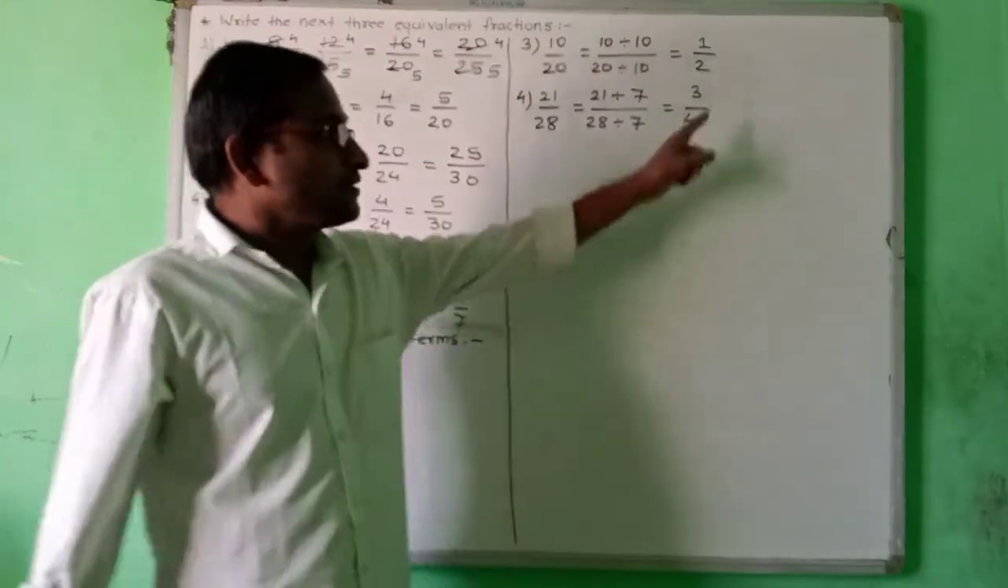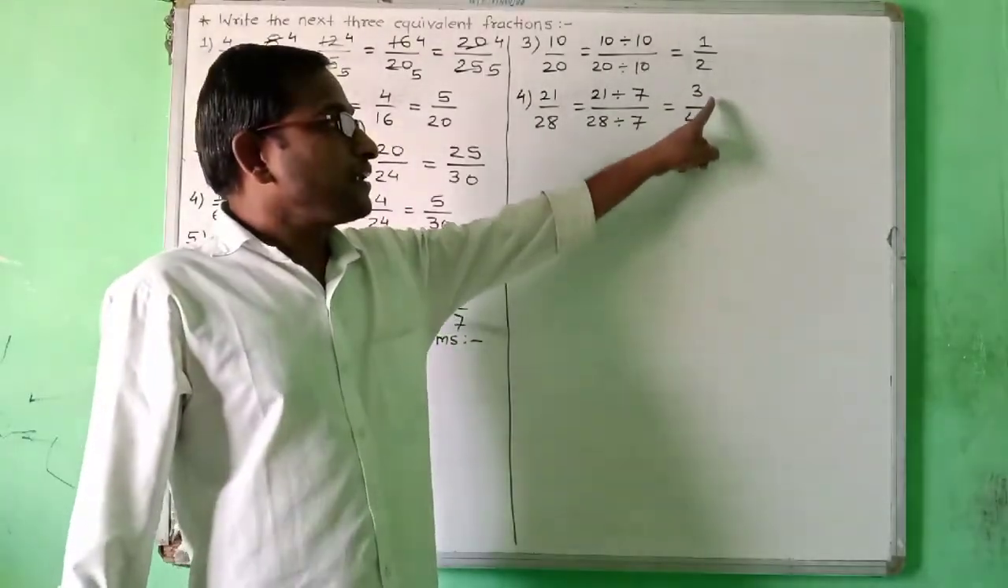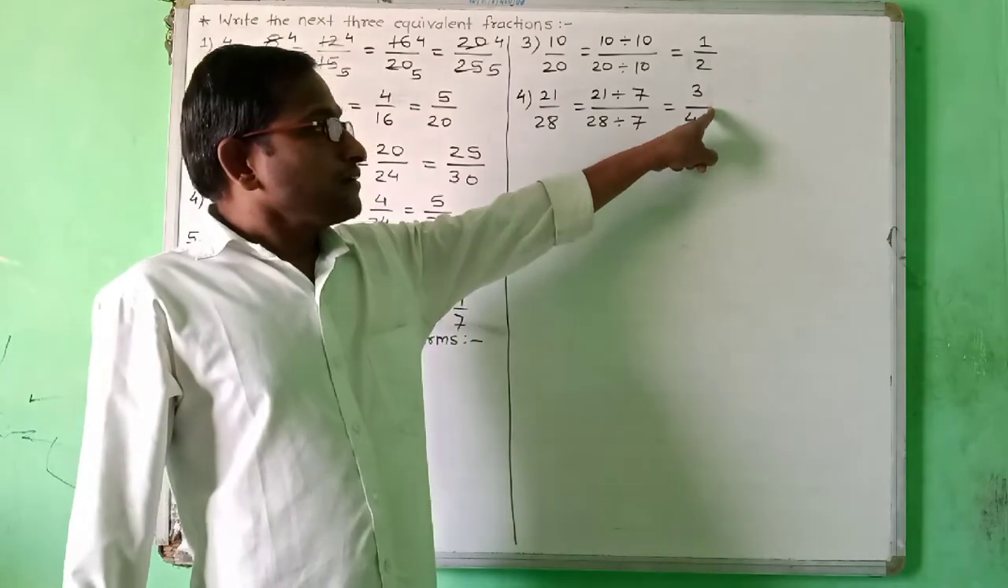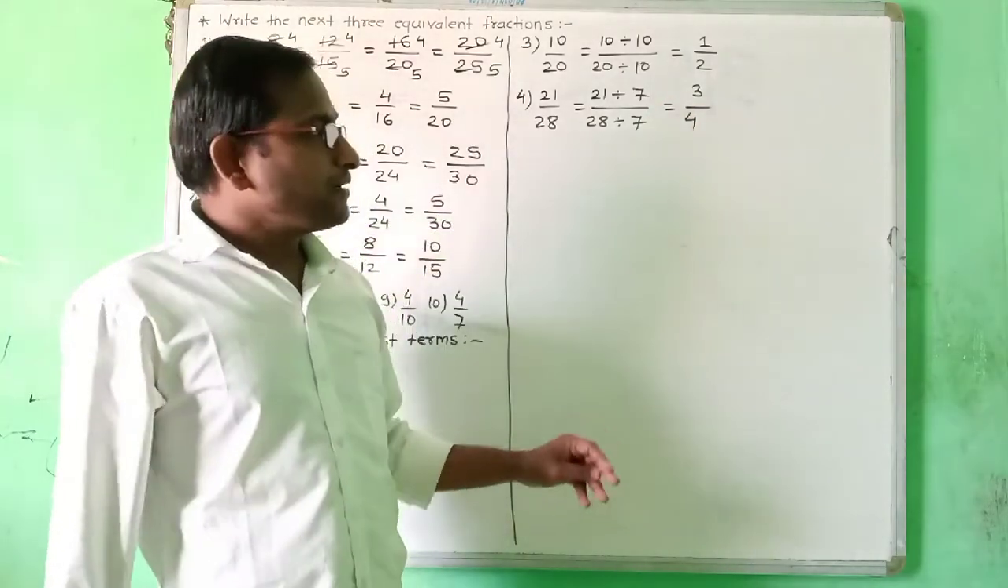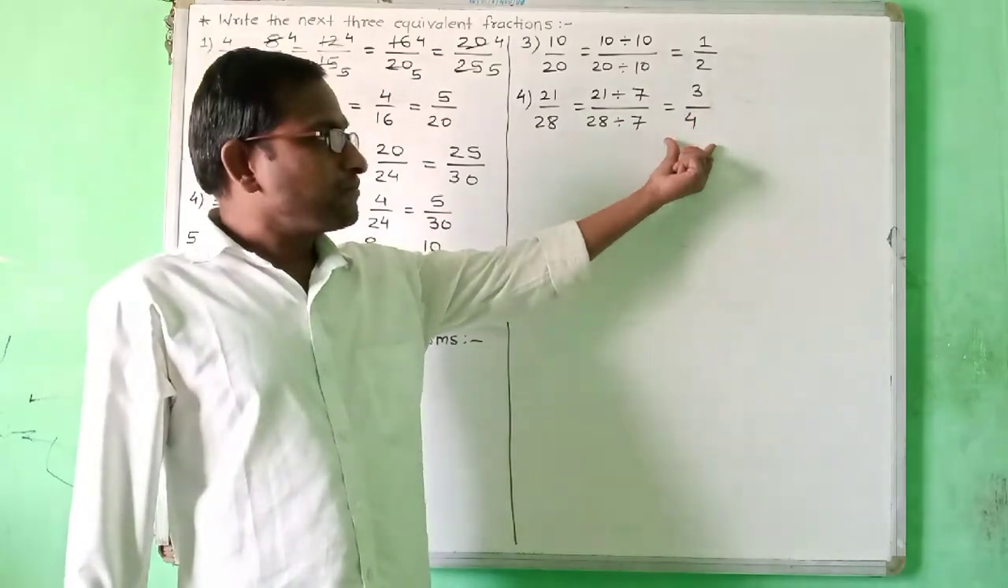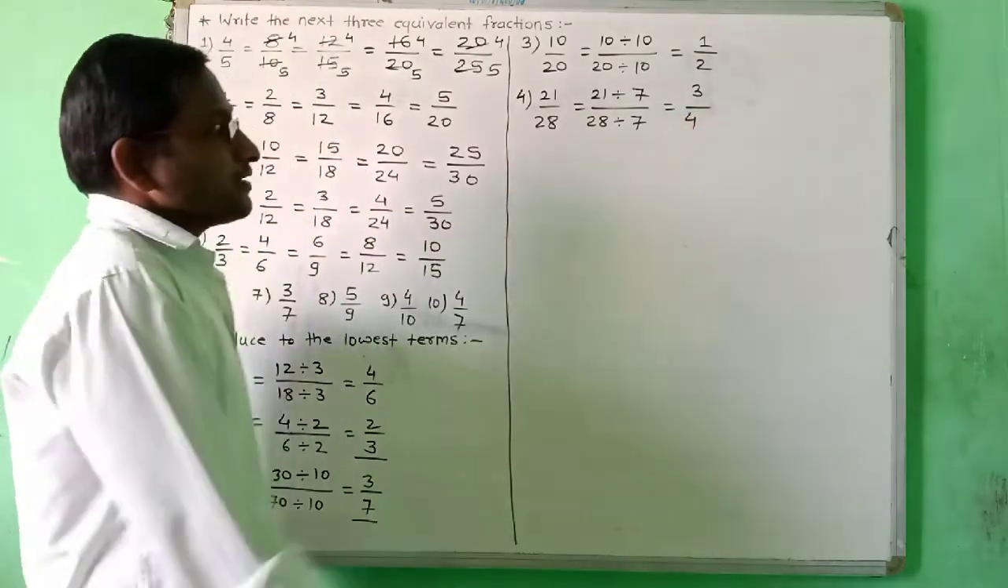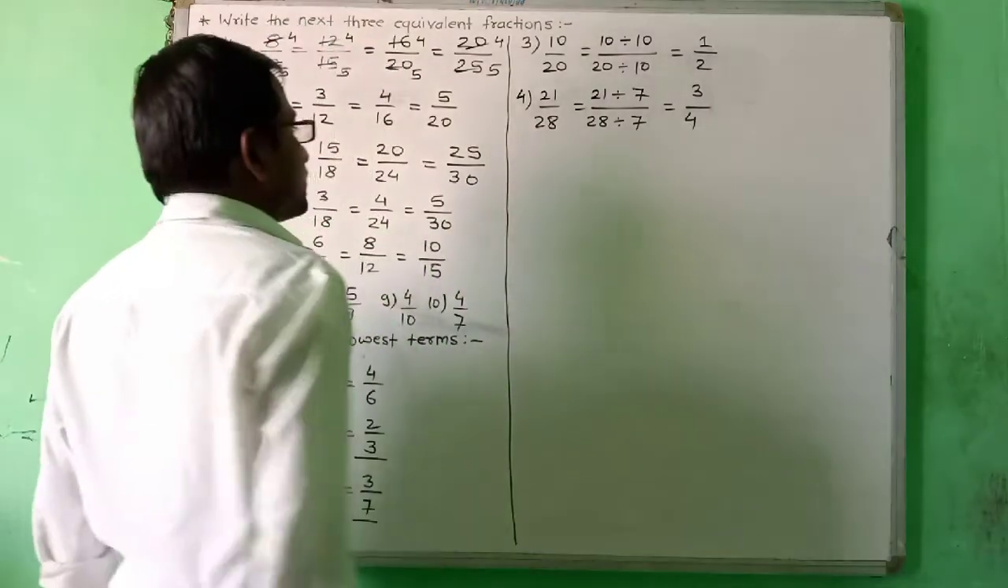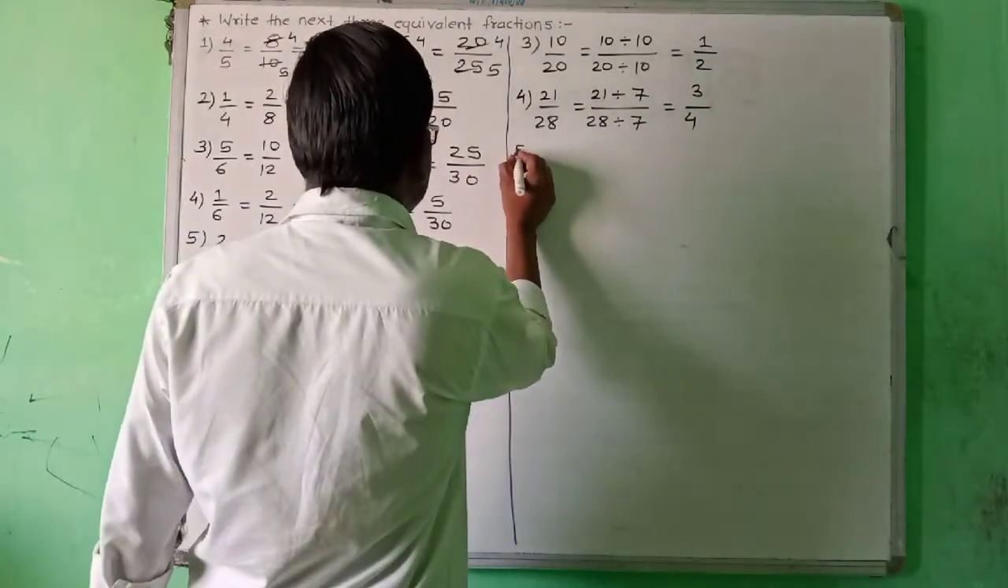So your answer is here 3 upon 4. And 3 upon 4 is not present in any common table, only 1 itself. So now only the number itself divides. So here your answer is 3 upon 4. So the remaining examples you do it.